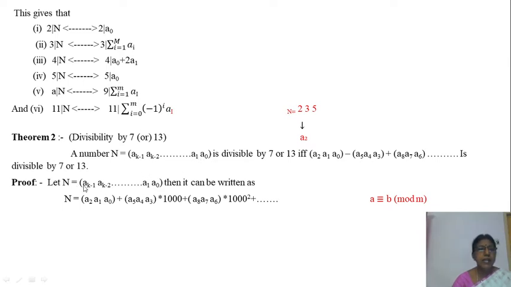First let n be equal to this one. It can be written as, first you write these 3 digits. I have taken only 3 here; suppose a fourth one is also there.